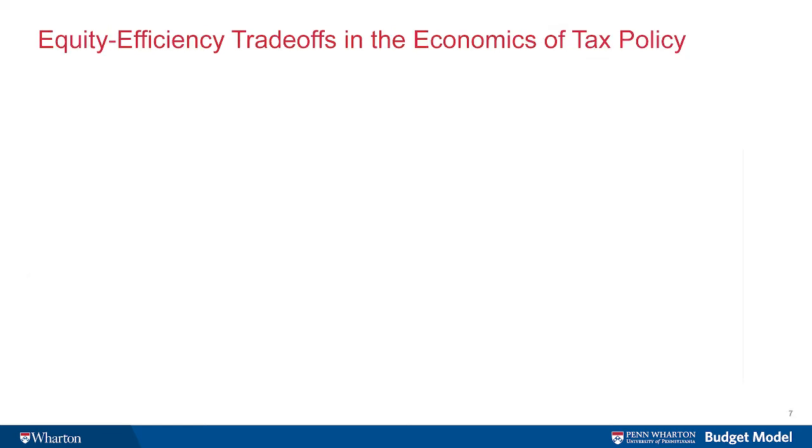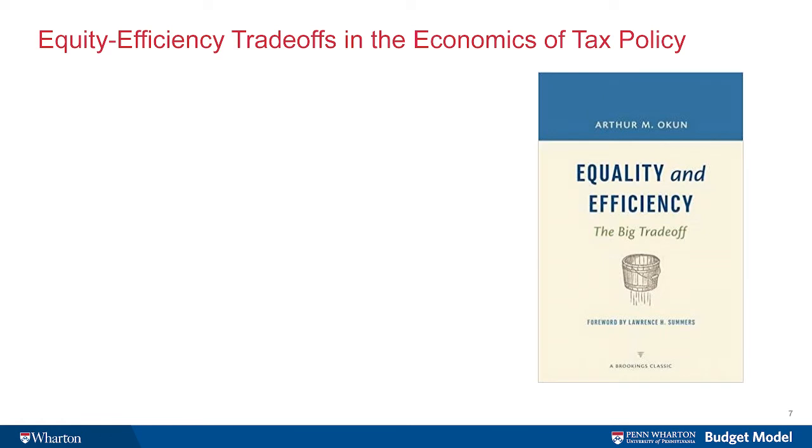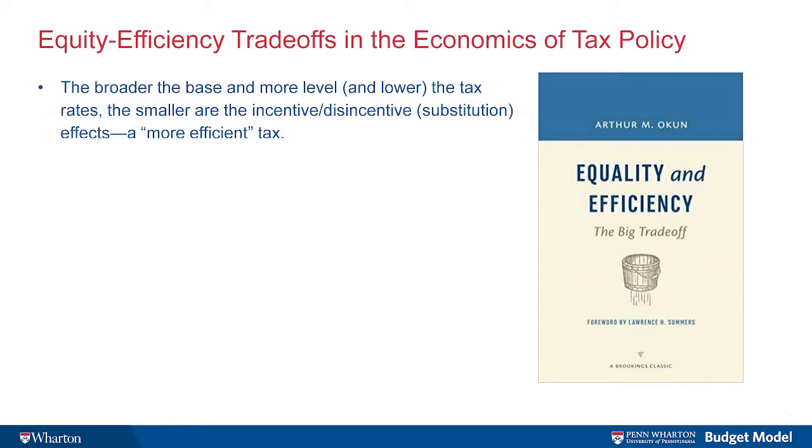So in economics, there are lots of trade-offs because of the scarcity of resources, because we have constraints. One of the most talked about trade-offs that we discuss in public sector economics is the equity efficiency trade-off. This is a book that was called The Equality and Efficiency Trade-off. And the notion of there being trade-offs is because the broader the tax base, so we'll talk about tax policy, the broader the tax base and the more level or lower or even the tax rates, the smaller are going to be the substitution effects, right?